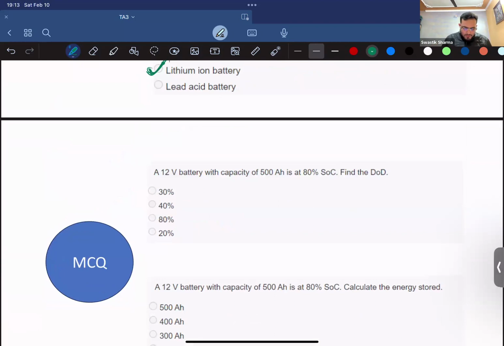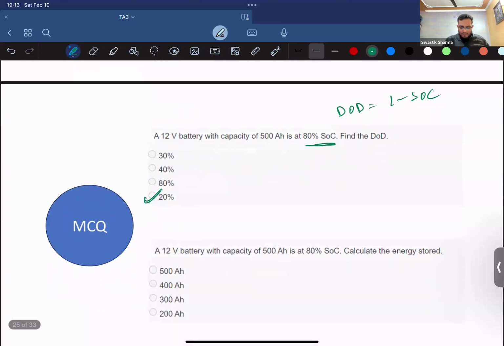Okay, can anyone solve this question? A 12-volt battery with a capacity of 500 ampere hour is at 80% SOC. Find the DOD, depth of discharge. It's easy, right? What do you do? DOD is 1 minus SOC. So it's simple, 20%. Correct? So you have easy questions, I guess, in the assignment as well.